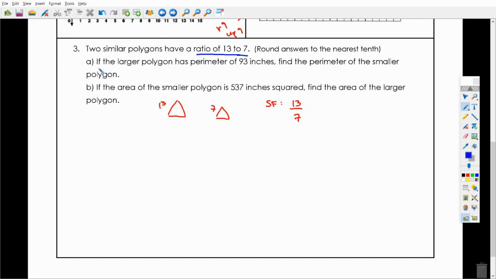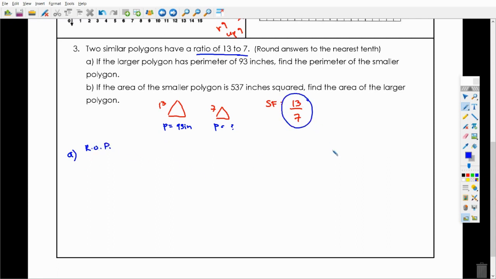And so now, part A, it says you have a larger polygon that has a perimeter of 93. So which one's the larger one? The 13. 13 is larger than 7. Hopefully you know that. Our perimeter there for the larger one is 93 inches. So I'm going to label that because it helps me. And then perimeter for the smaller one, we're trying to figure that out. So, question mark.